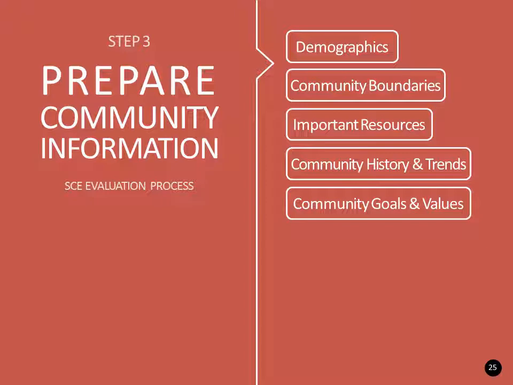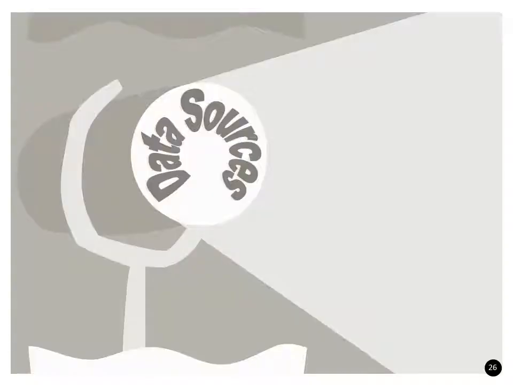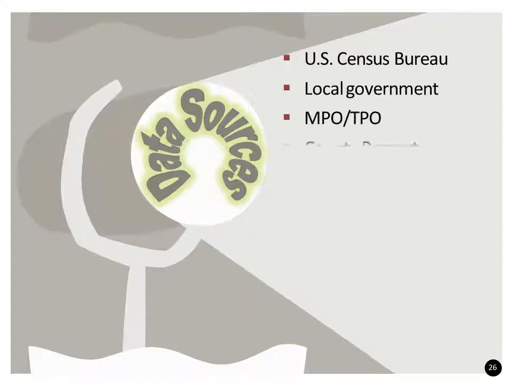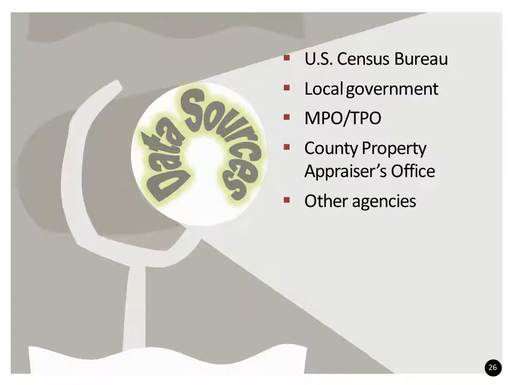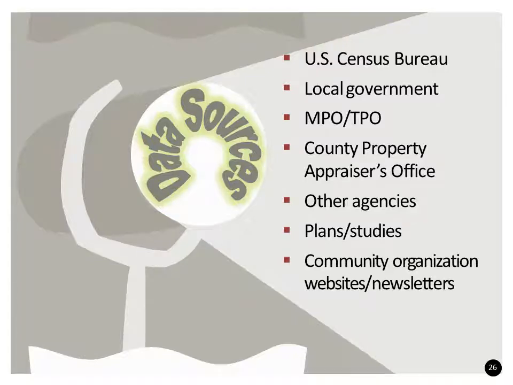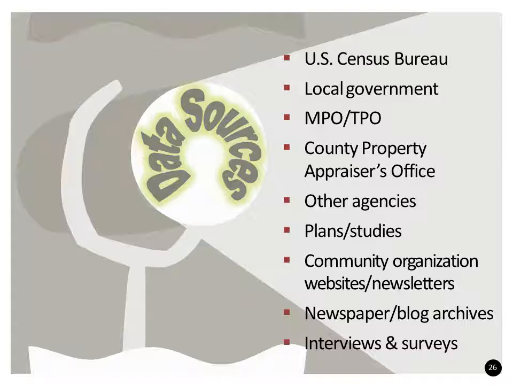The compiled community information from Step 1 is the base data for this step. We look to multiple sources for details about the study area community, including the U.S. Census Bureau for demographic data, government agencies such as local government, transportation planning organizations, and the county property appraiser's office, past plans or studies that describe the community and possibly its history and goals, community organization websites and newsletters, and also local newspaper and blog archives that may indicate local demographics and values, as well as past or present efforts to collect community opinions about the study area.